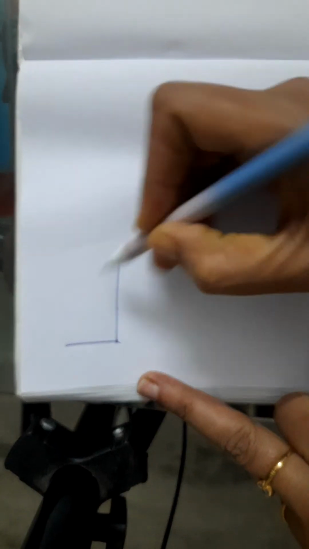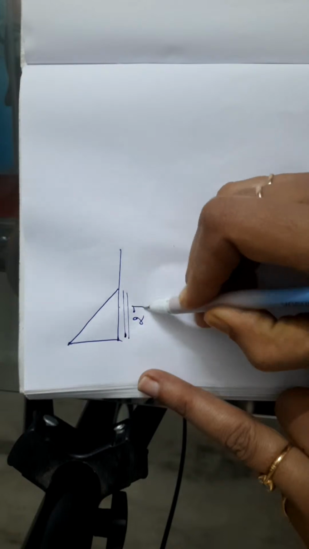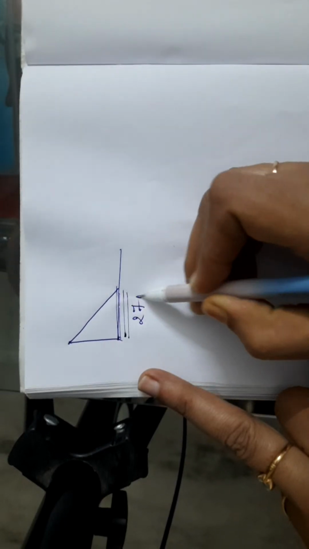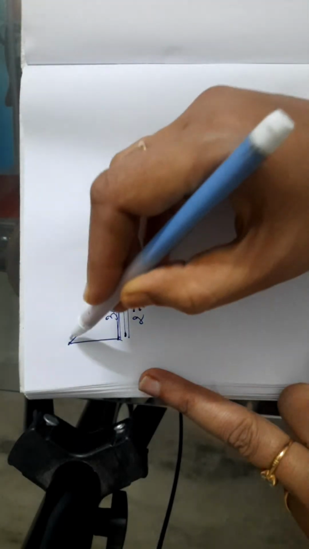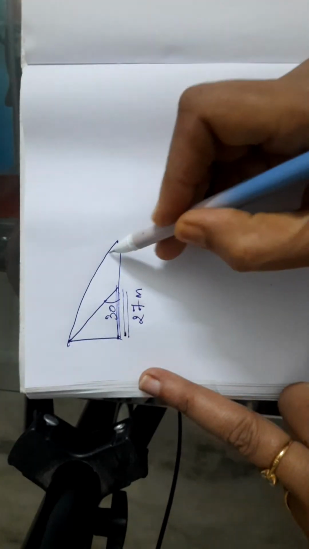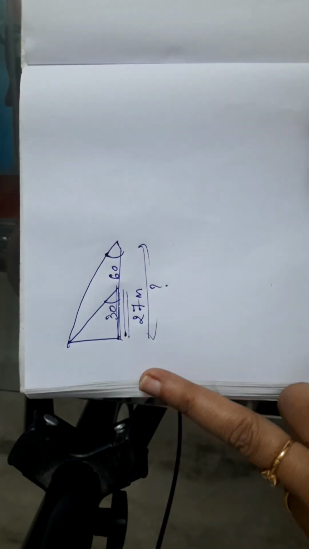I'll draw a diagram for you to have easy understanding. The shadow will form on the base. The length of the shadow is 27 meter when the angle was 30. Find the length of the shadow when the angle is 60. What is the length of the shadow? So this is the question mark.